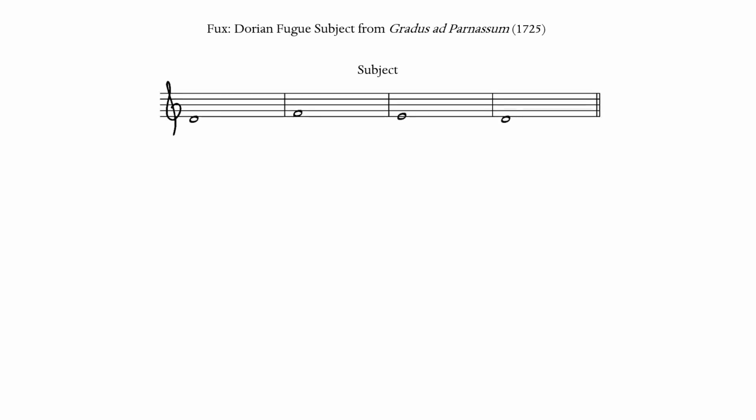Here's the main subject that Johann Joseph Fux used to teach fugue in the final section of his counterpoint treatise, Gradus ad Parnassum. The subject is composed from the first 4 notes of the Dorian Cantus firmus that Fux had used to teach counterpoint from the very beginning of the book.